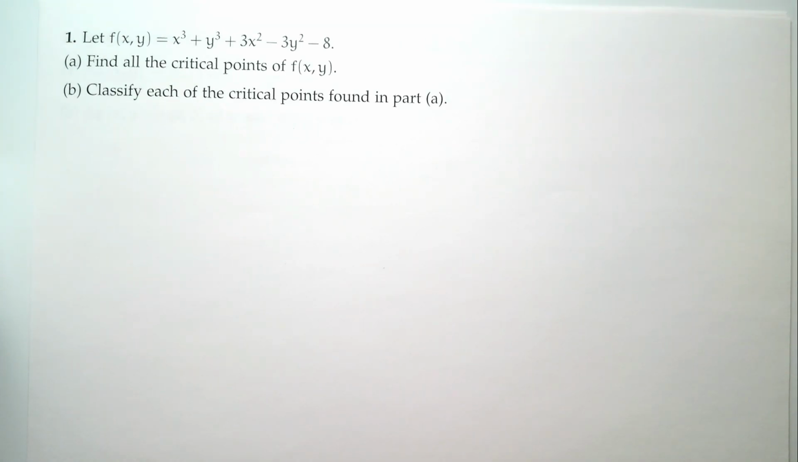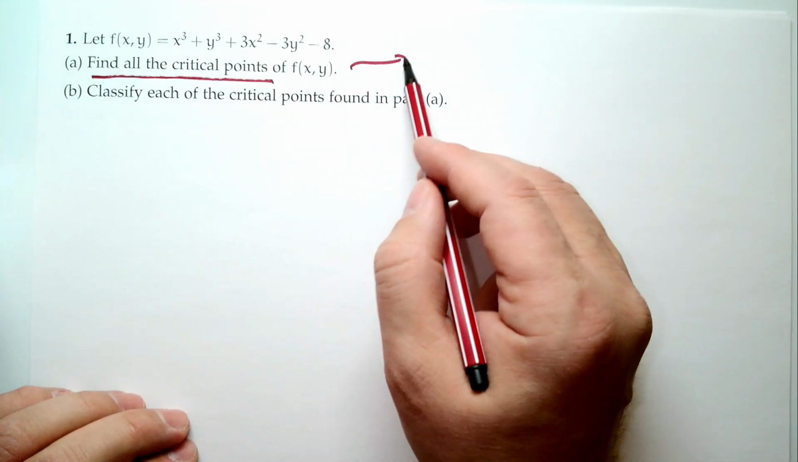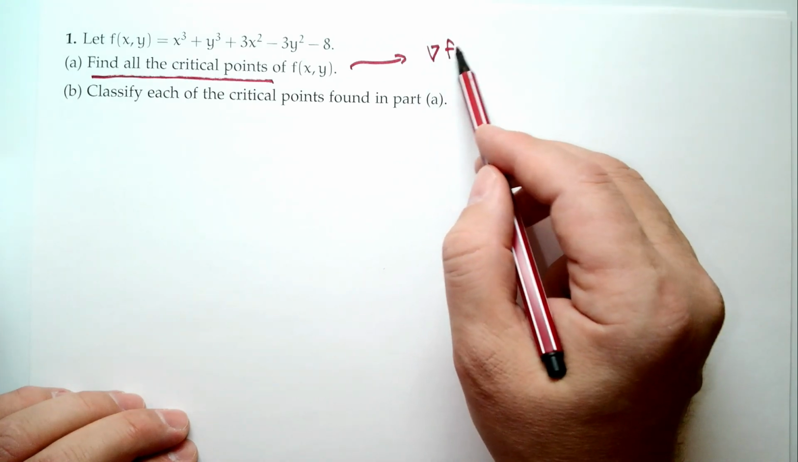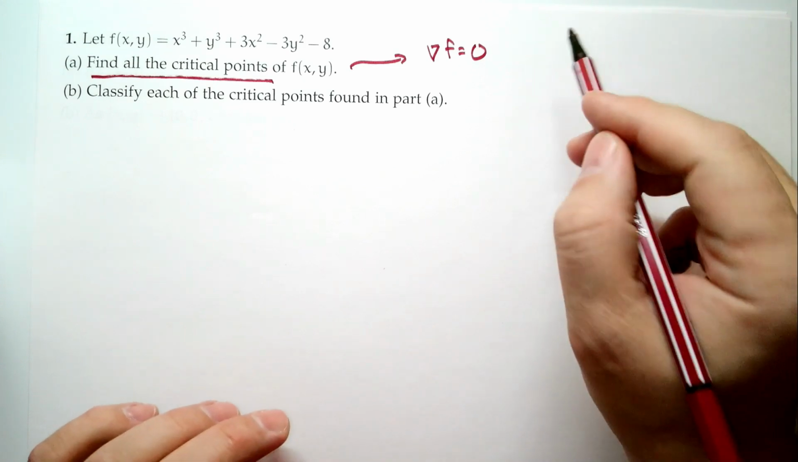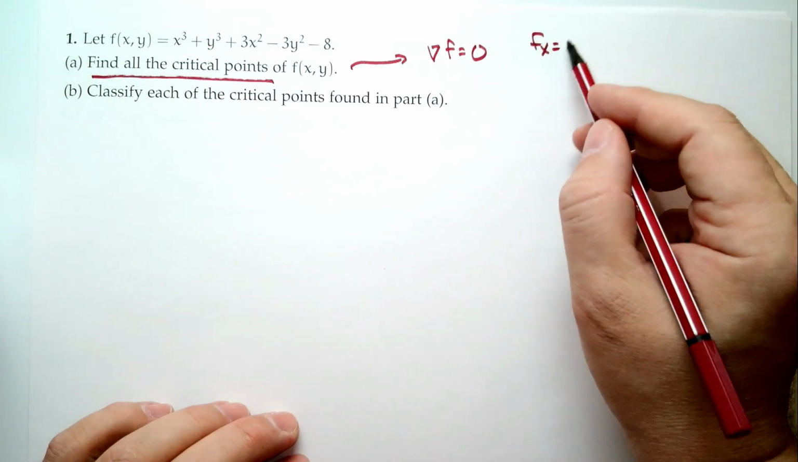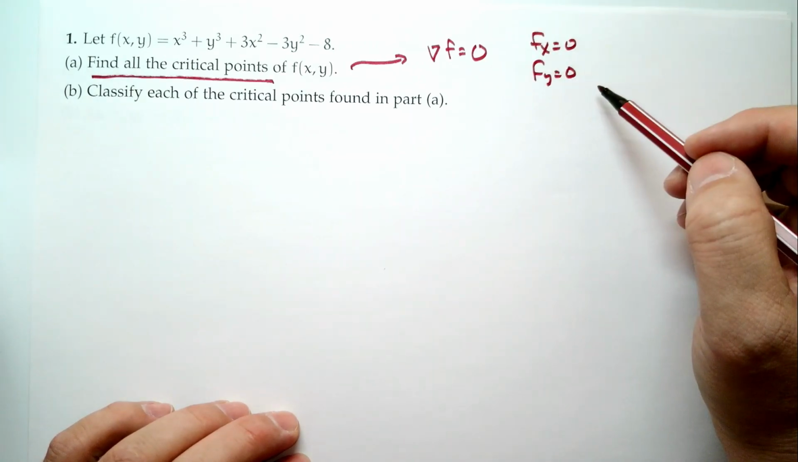So this problem, f of xy is something. And it says find all the critical points. Now, whenever you see something that says find the critical points, the process is the same. You look for where the gradient of f equals 0. Now, theoretically, there's the chance that the gradient is undefined, but in practice, we've never been able to come up with a good one. So you set gradient of f equals 0, which means you get f sub x equals 0, f sub y equals 0, 2 equations, 2 unknowns, and you solve.